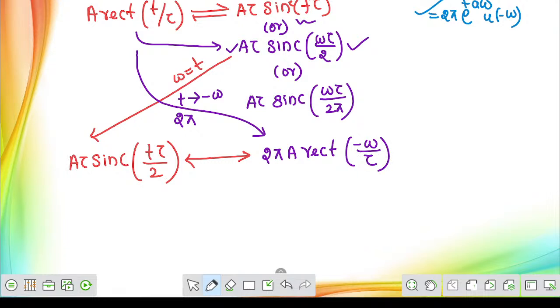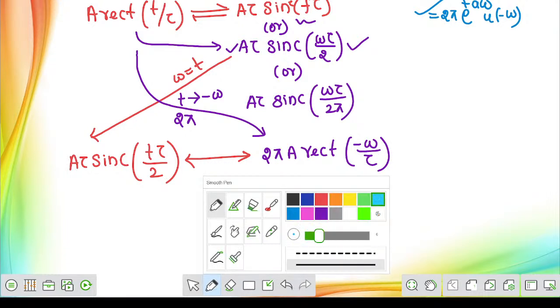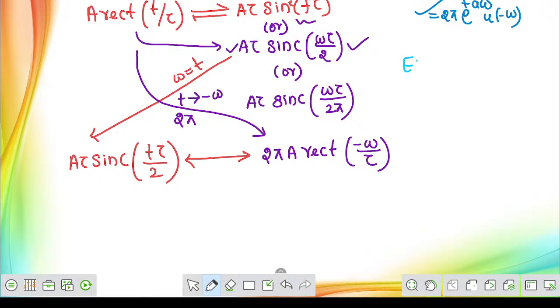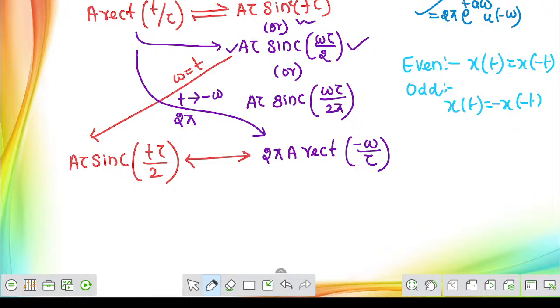But we also know one more important thing, that we have studied from the basics. There are two types of signal. One is even signal and another one is odd signal. The property of an even signal is, if I have x of t and x of minus t, both are equal to each other in case of even signal. If I have an odd signal, then x of t can be replaced by minus x of minus t. These both are equal for an odd signal.